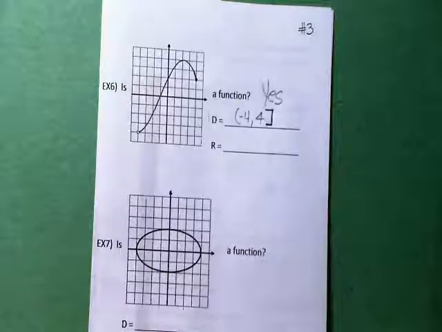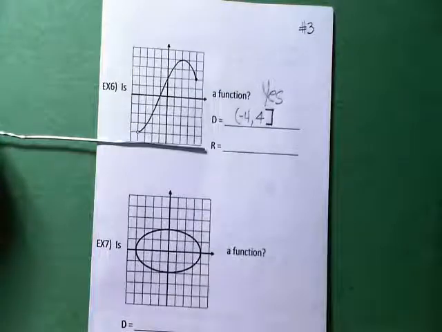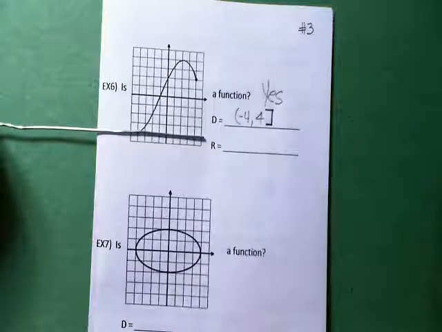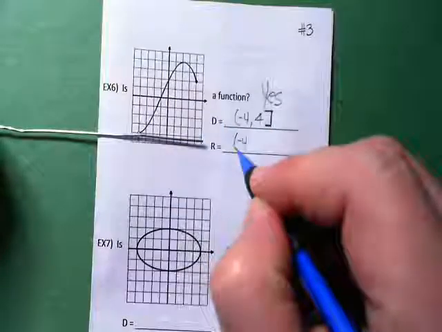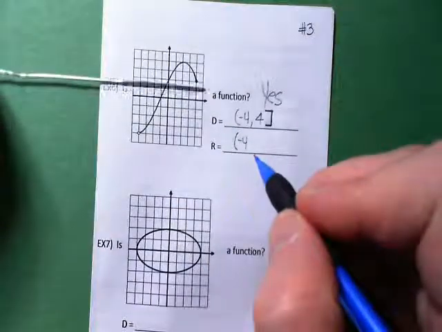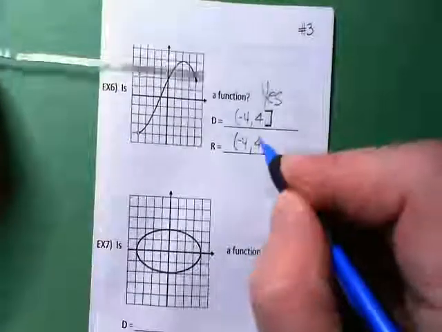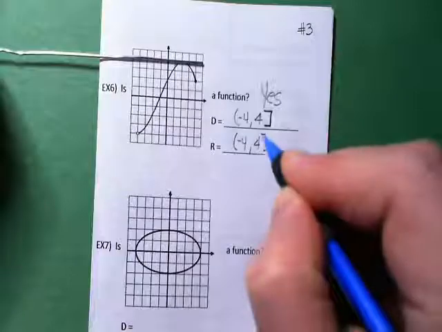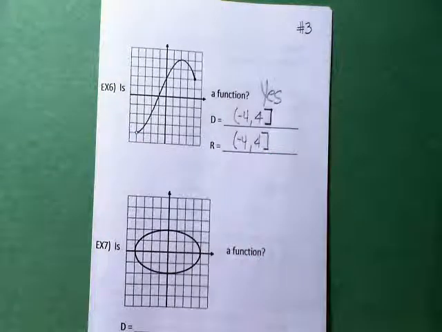Now we're ready to do the range. So the range, you're going to go from the bottom up. From bottom up, what is the first place I touch? I touch at -4, and it's an empty circle, so parentheses. And the last place you touch is 4, and because it's a solid line, we make a bracket. Okay. Alright, let's continue on.